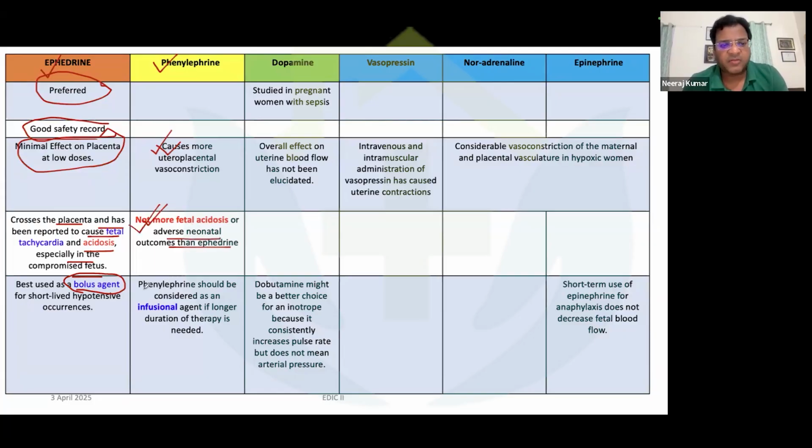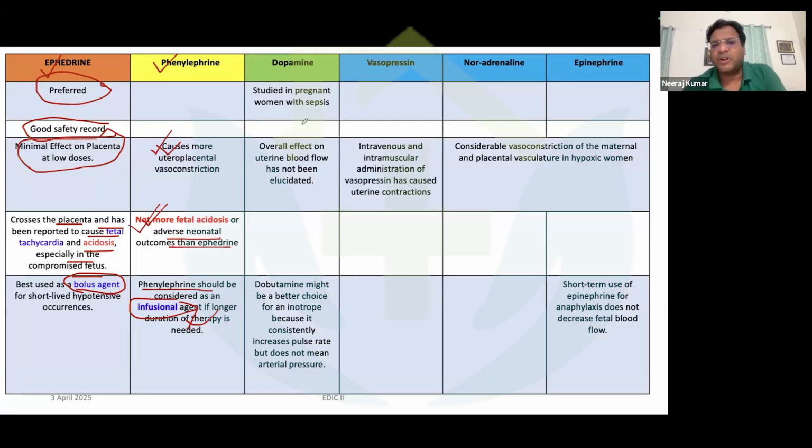Okay, and that's why phenylephrine should be considered the infusion agent of choice if you feel that a longer duration of therapy is needed, and if the hypotension is of longer duration. Ideally, the hypotension should not be aggravated; it should be managed very early. So you have two choices: for bolus, ephedrine, but the preferred choice is always phenylephrine in infusion doses.